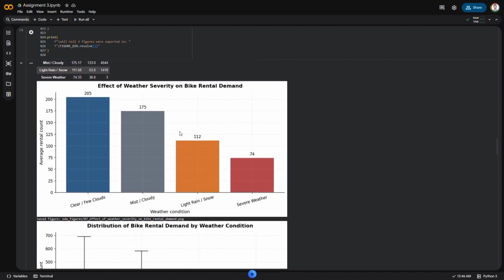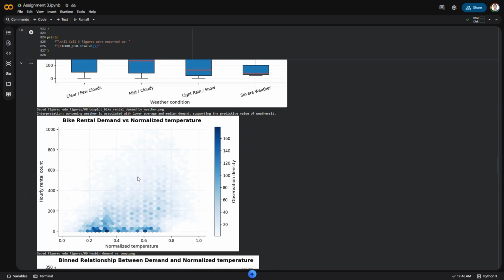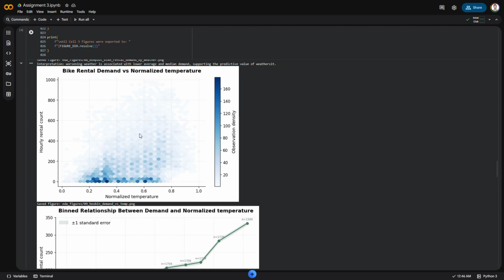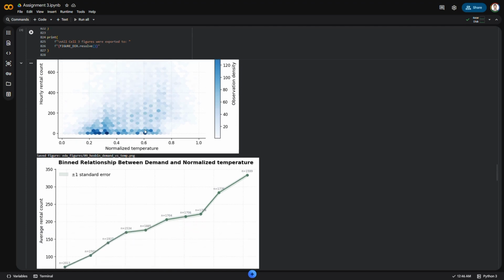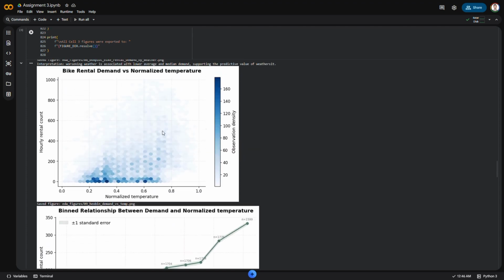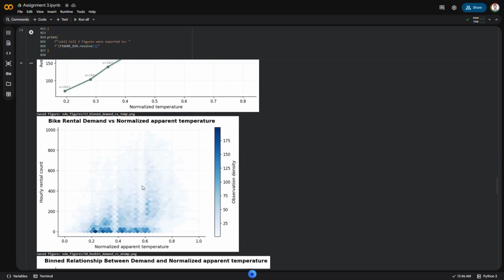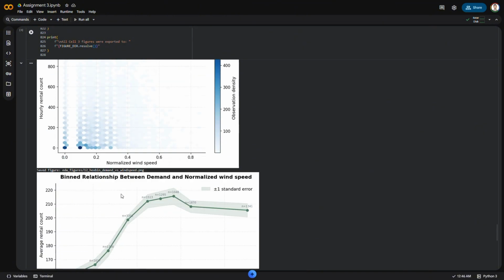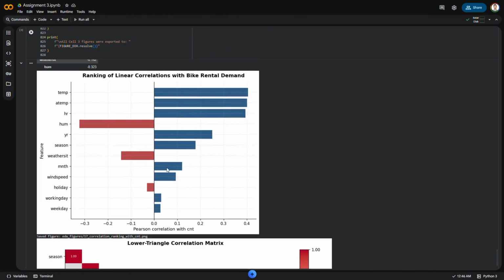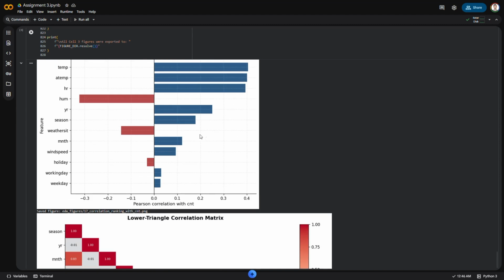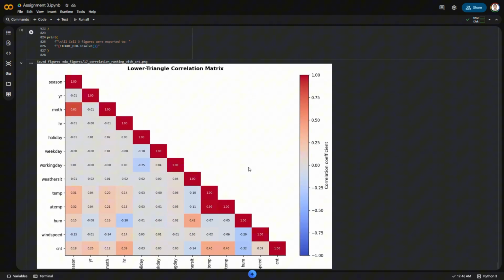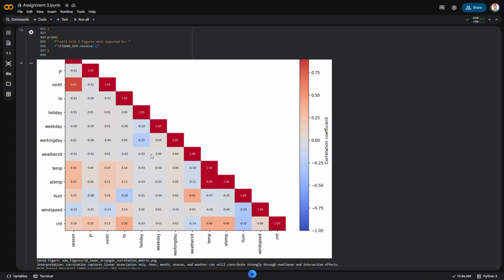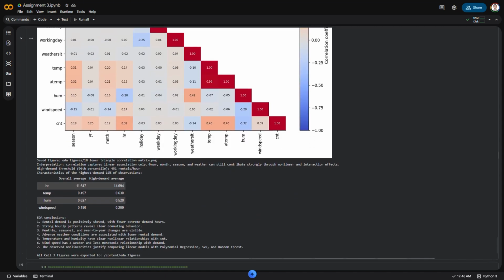The remaining data analysis focuses on the relationships between the numerical variables and bike demand. Temperature shows a positive nonlinear relationship, humidity shows a negative relationship, and wind speed has a smaller effect. The correlation analysis also confirms that time and temperature related variables are among the strongest predictors. From this analysis, I already expected nonlinear machine learning models to outperform simple linear regression.